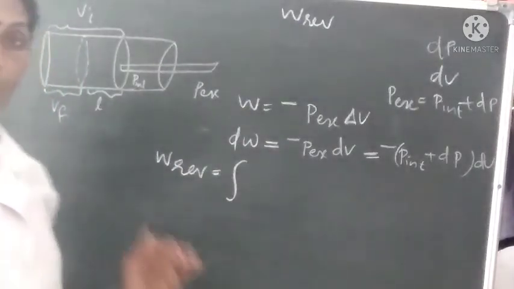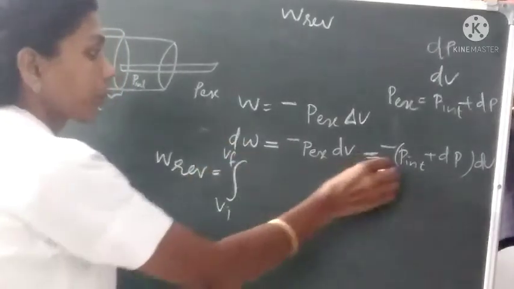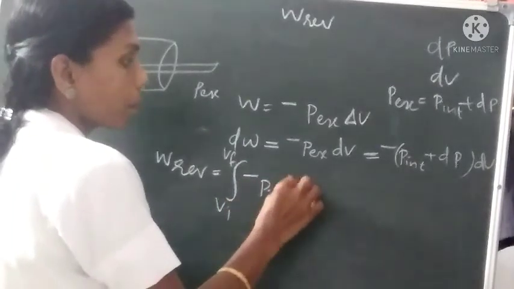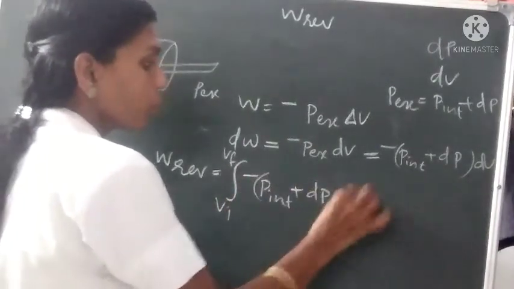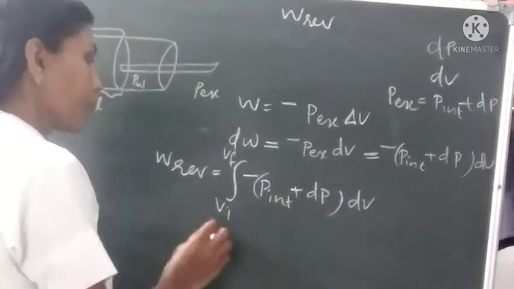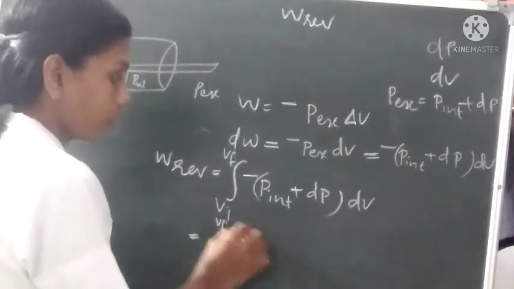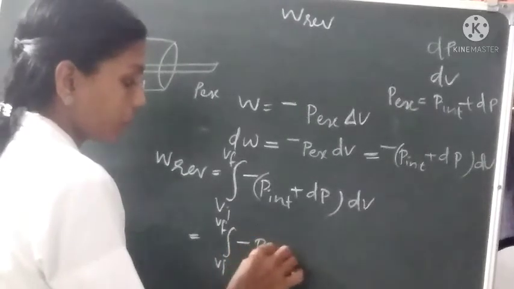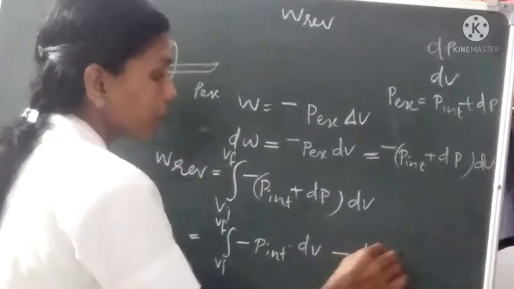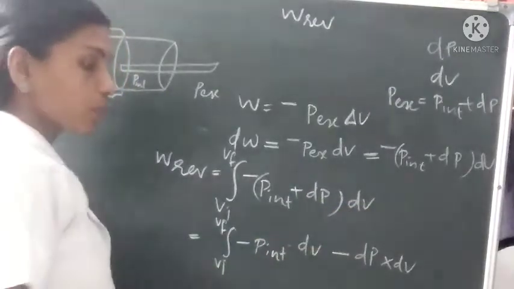Okay, so the total work done is the integral from VI to VF of minus (P internal plus dP) dV. We are just substituting the value here. That will be equal to the integral from VI to VF of minus P internal dV minus dP dV, because we are multiplying these two terms with dV. So we will get it like this.